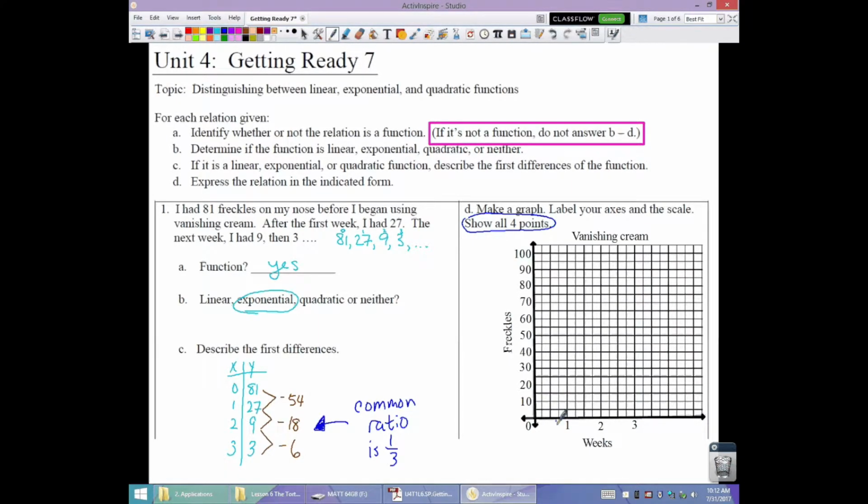So the first point would be 0, 81. Second point, 1, 27. Next point, 2, 9. And then 3, 3. So that does show us the exponential curve that we would expect from this decreasing common ratio of 1/3.